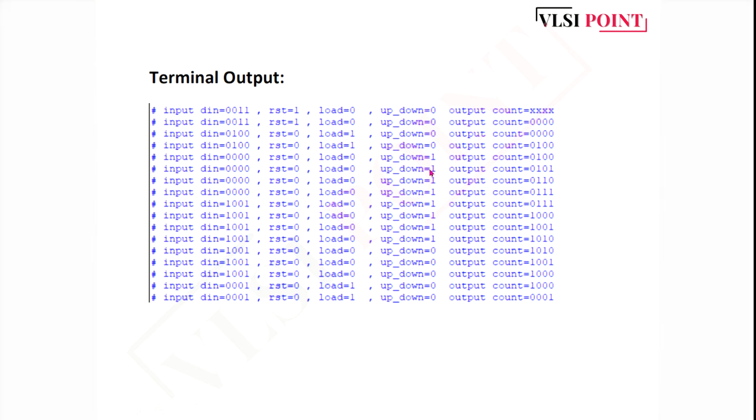After that, reset is 0, load is 0, and we have given the up down signal. If this up down signal is high, the counter will perform up counting. You can see here the count is incrementing: 4, 5, 6, 7. And if up down is low, the counter performs down counting. So here values are decrementing from 10 to 9, 8, 7. Here you can see I have covered all the aspects: up counting, down counting, reset and load. And in that manner you need to write a Verilog test bench.